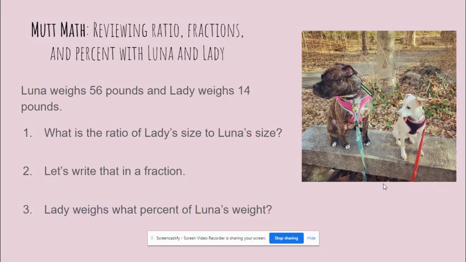All right. So our lesson today is called Mutt Math, reviewing ratio, fractions, and percent with Luna and Lady. I've spent every last minute of the past 5 days with these two, so I figured why not make them the subject of our math problem. And these are real numbers. Luna weighs 56 pounds and Lady weighs 14 pounds. So what is the ratio of Lady's size to Luna's size? That's the first part. Then we're going to write it as a fraction. And then we're going to write what percent Lady's weight is of Luna's weight.